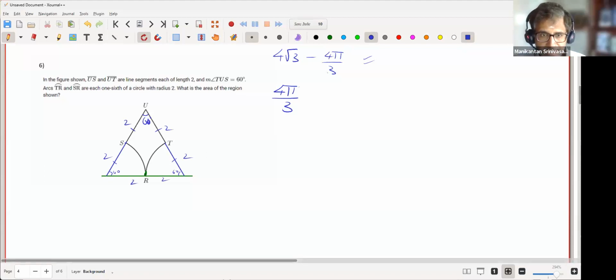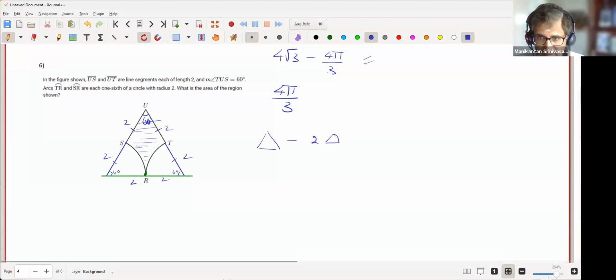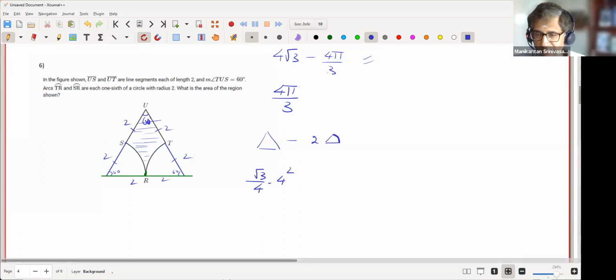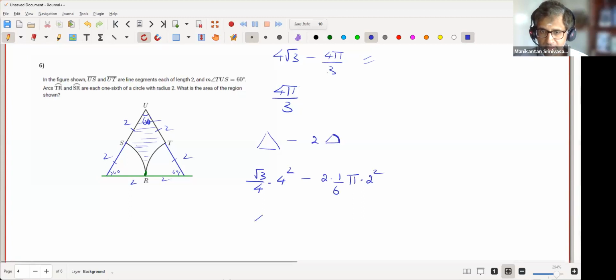So the area that we are seeking, the beach area, is the entire big triangle minus two of these arcs. The big triangle is root 3 by 4 into side square. Area of an equilateral triangle is root 3 by 4 into side square. Minus these two arcs. Each arc is 1/6 of the full circle, and each circle is pi r square with radius being 2. That's it. So now it simplifies. So this becomes 4 root 3.